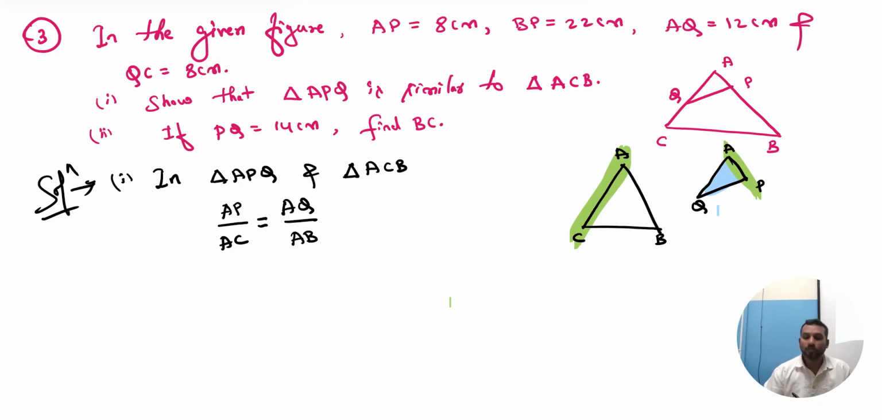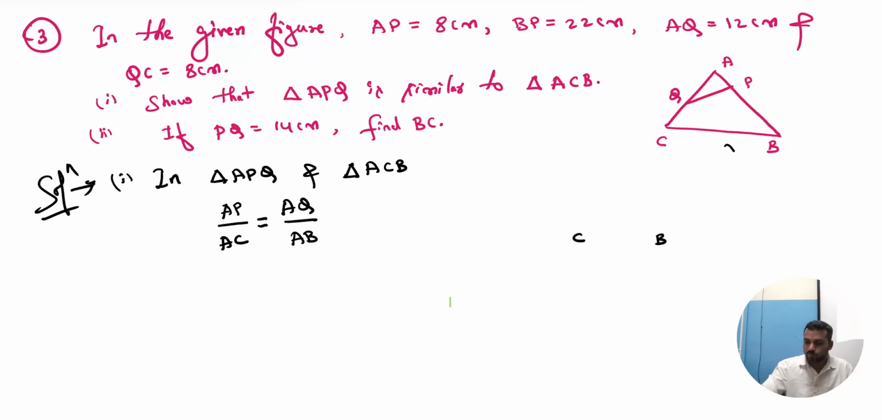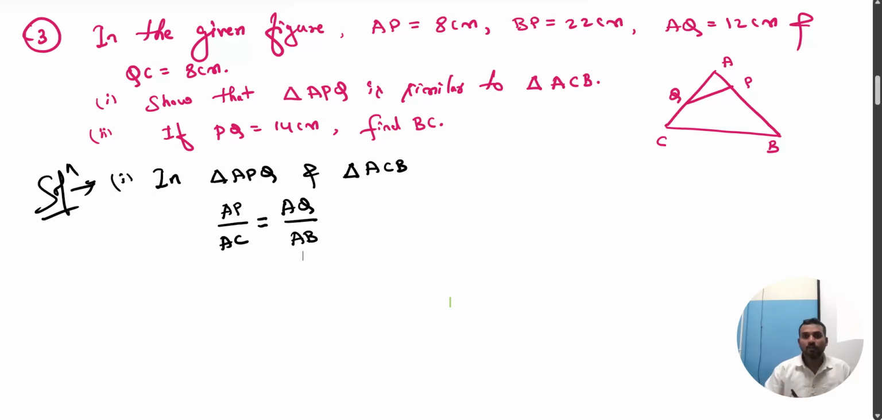Sure. Yes, understood? If you take the smaller one here, then you have to take the bigger one on the other side. You want to take the bigger set. Concepts are clear? Now AP by AC is equal to AQ by AB.